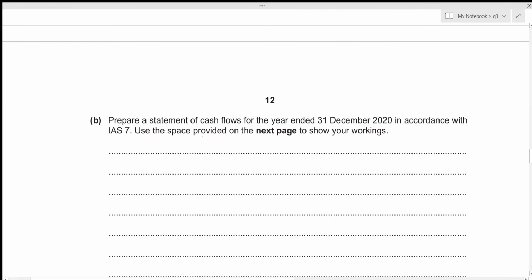We need to prepare a statement of cash flows for the year ended 31st December 2020 in accordance with IAS 7, and we need to use the space provided on the next page to show all of our workings. But in my case, I'm just going to scribble all over the question paper because that is just easier for me. But make sure you provide all of your workings in the particular box in your exam. Okay, let's write down the heading. That's statement of cash flows at 31st December 2020.